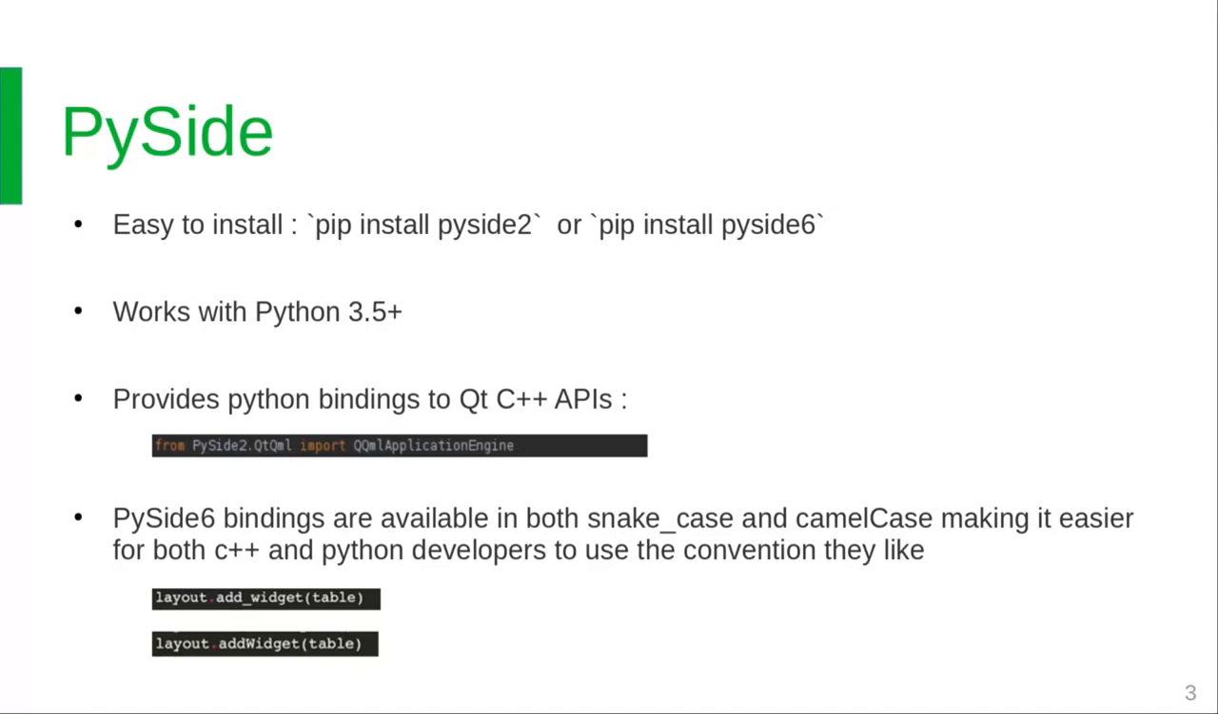PySide provides Python bindings to Qt C++ APIs like the following. From PySide2.QtQml, you can import the QQmlApplicationEngine, which will basically run the QML application. As of the latest version of PySide, which is PySide6, bindings are available both in snake case and camel case. Developers can use either of them as per their liking.